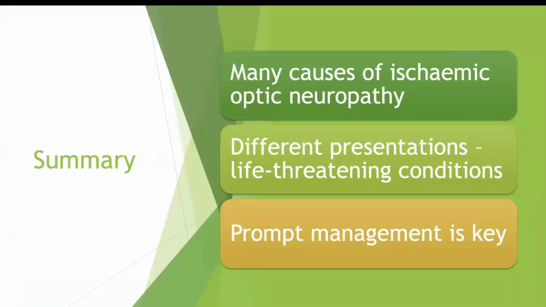So just to summarize then, we've spoken through ischemic optic neuropathy, both the anterior and the posterior. Essentially, the main thing to bear in mind is that there are lots of different pathologies that can lead to an ischemic optic neuropathy. Importantly, some of them are life-threatening, so it's important to have those in mind. It's important to be able to differentiate between arteritic and non-arteritic, and then also knowing what investigations to send off and what to do if they come back positive. And importantly, the prompt management.